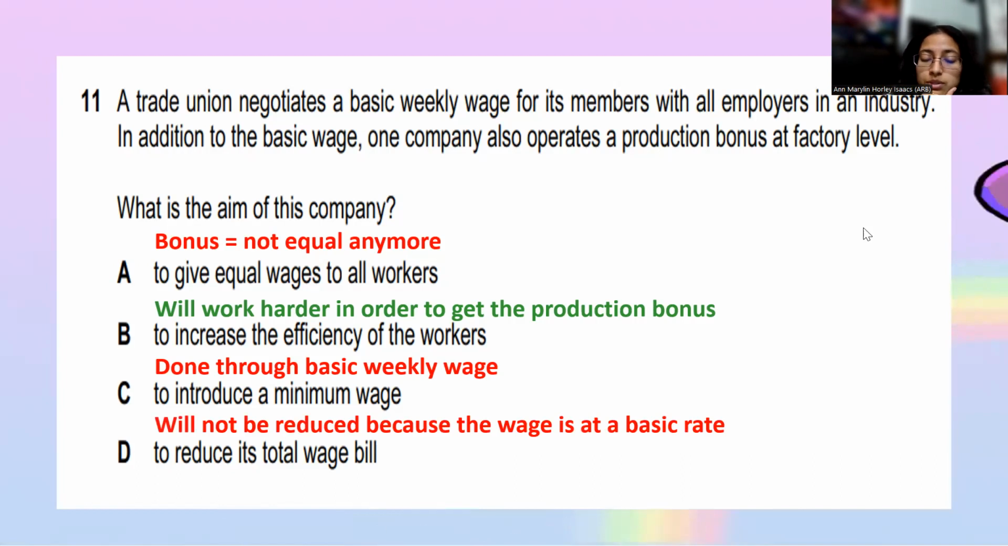And then, to reduce the total wage bill? Can it be reduced? Because now you're having a basic wage rate, one. Secondly, you're having the bonus which has come into play. So it doesn't seem that you're trying to reduce the expenses. Okay. B, beta.